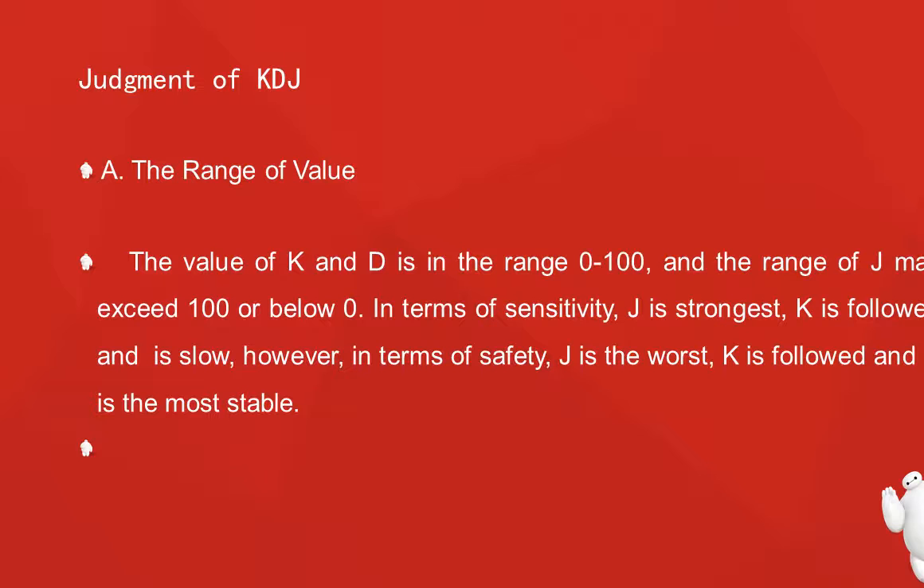So the judgment of KDJ, the range of values. The values of K and D are in the range 0 to 100, and the range of J may exceed 100 or go below 0. In terms of sensitivity, J is the strongest, K is next, and D is the lowest. However, in terms of safety, J is the worst, K is next, and D is the most stable. So this is K, D, J.